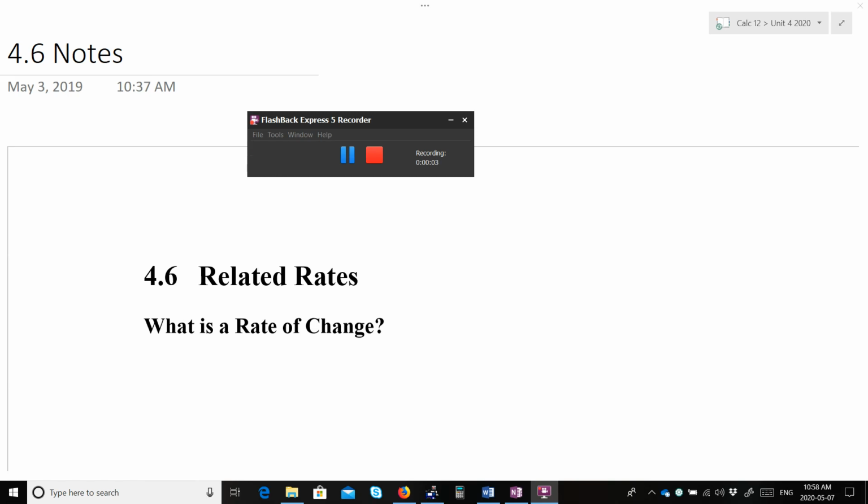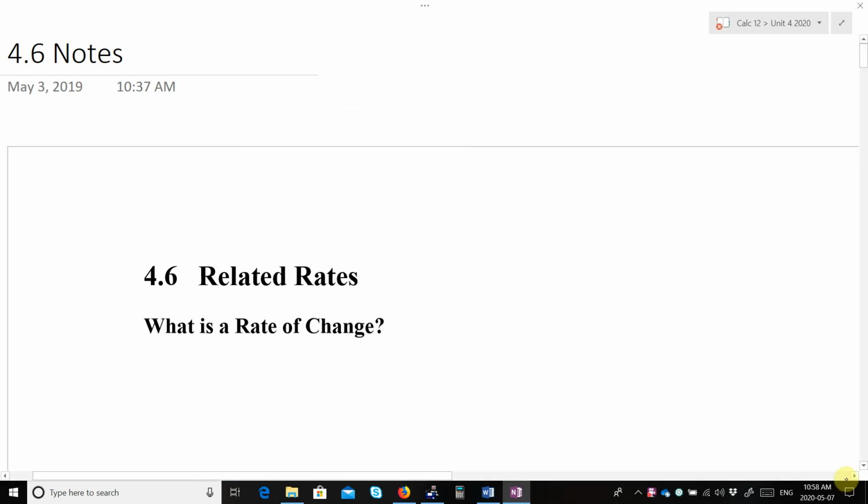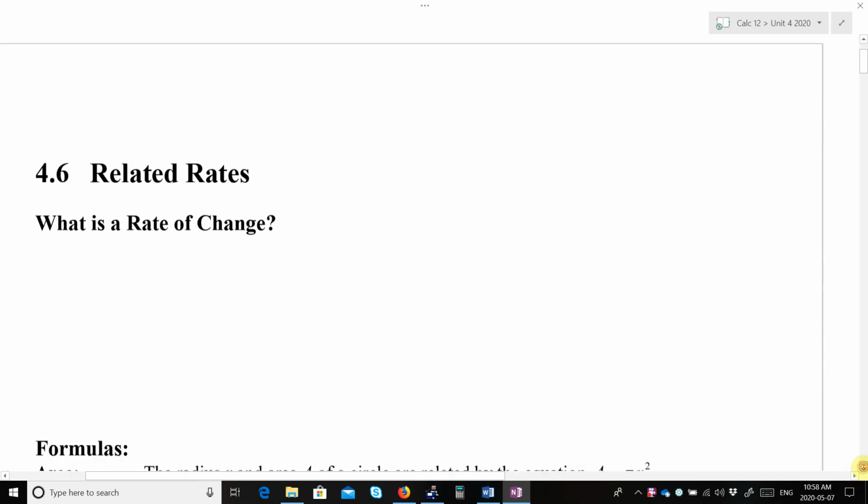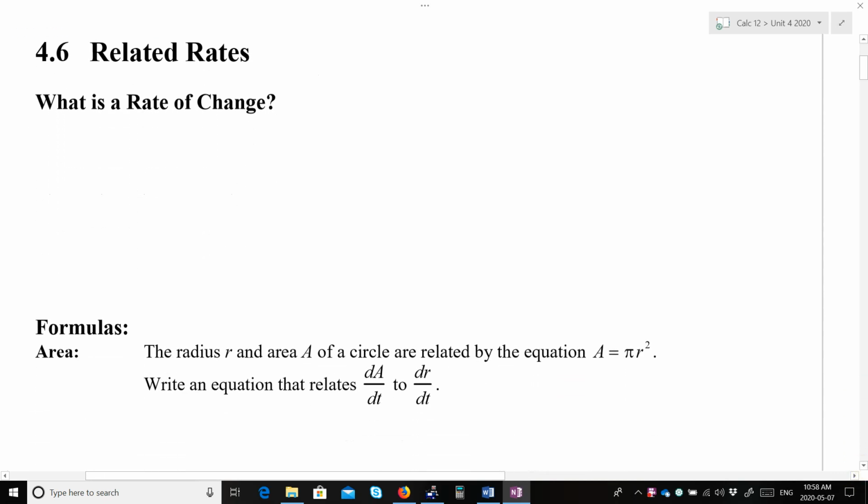Hey everybody, we are on to 4.6, which is something called related rates. And we start off with, what is a rate of change? Well, remember, change in y over change in x. That's our formula for slope. That is the average rate of change of y with respect to x.